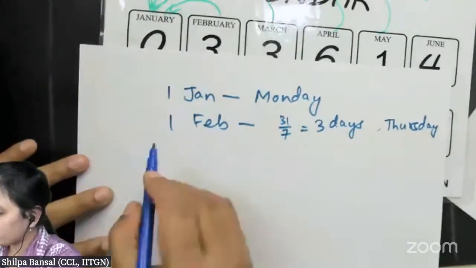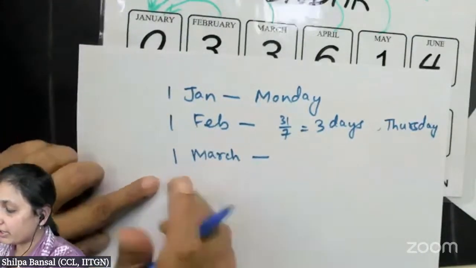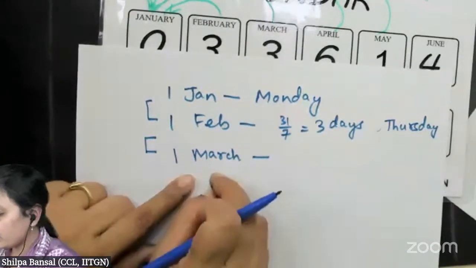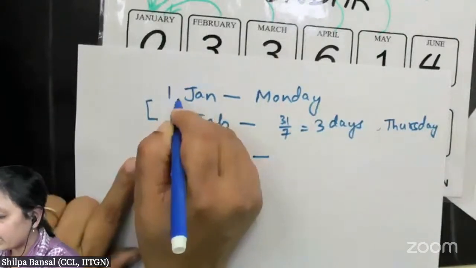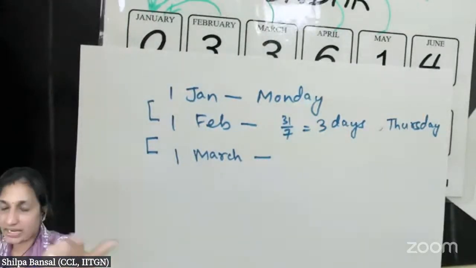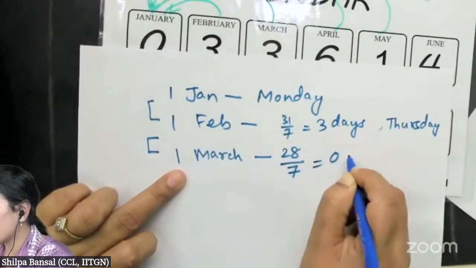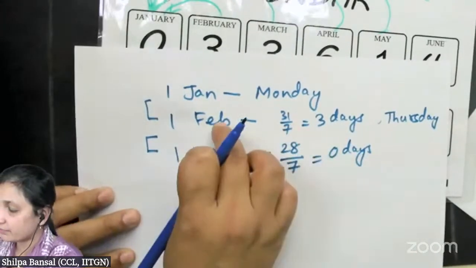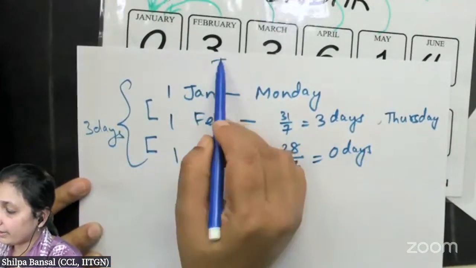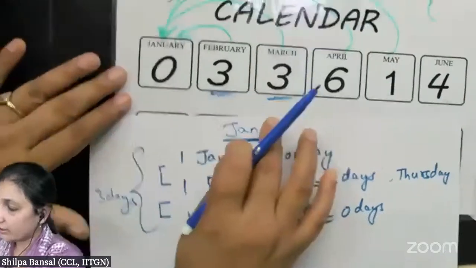Okay. Now if I ask what is 1 March, how many days in between February and March? First we did this one, now we will do this one. In between February you can take any day, like 13 February to 13 March. Nothing changes, you have to take 2 fixed dates. For 1 March it is 28 days only in between these two, so 0 days. You are not moving any day between February and March, but in total you are moving 3 days ahead from January. We will be calculating from January.